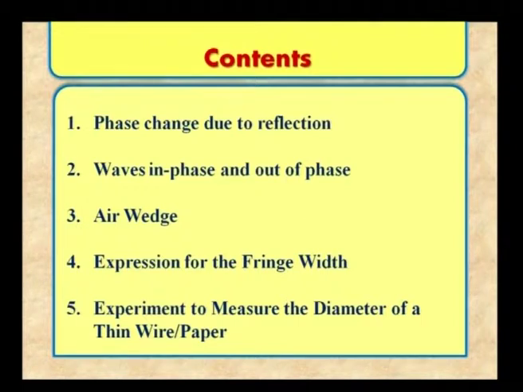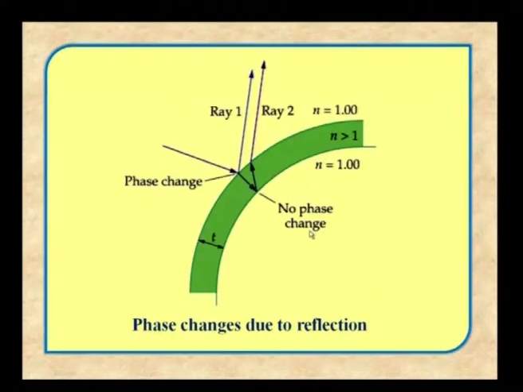in phase and out of phase, air wedge, expression for the fringe width or the bandwidth. The experiment which we will be making use of to measure the diameter of a thin wire or thickness of a paper. So, this is what I mean by the phase change due to reflection.